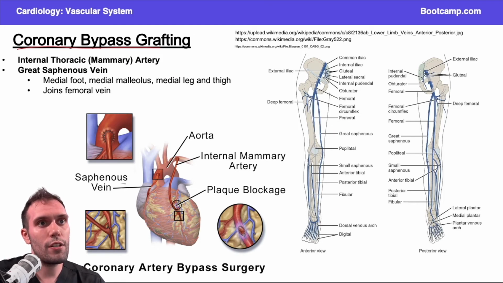Now the great saphenous vein, just because, again, these can get turned into anatomy questions, the great saphenous vein is going to be running mostly on the medial foot. It's going to run kind of along the medial malleolus, along the medial leg, and then it's going to come up through the medial thigh. Okay, so just to kind of be familiar with where these structures are at.